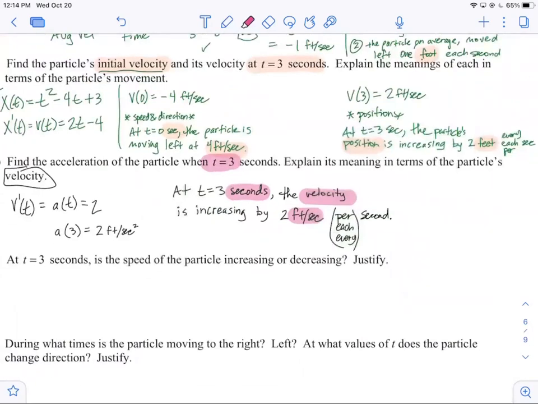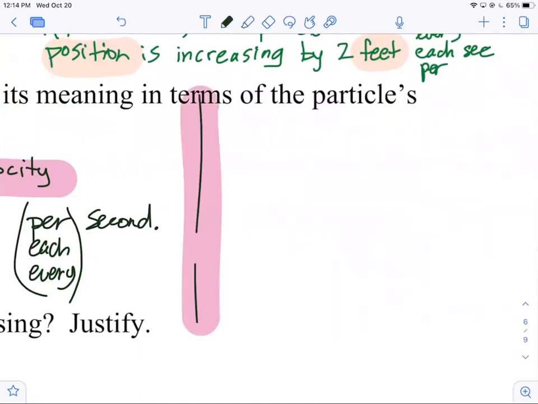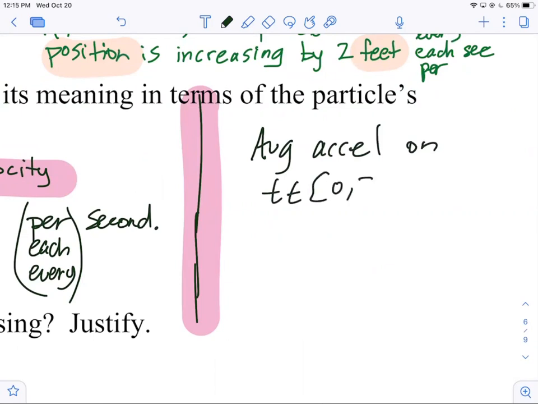What if it asked you for this? Let me just throw this in here. What if it asked you for the average acceleration on the interval from 0 to 3?